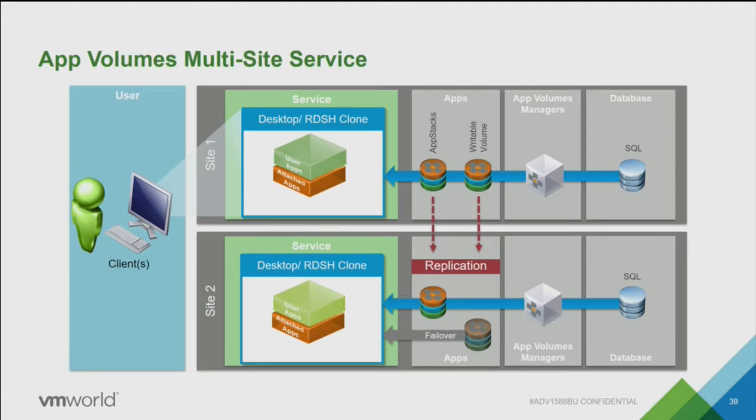So we can have a user who's active in site 1. That's their active site. They're passive in site 2. I could have them active apart from the writable volume. Right? Because again, app stacks, I could entitle to you on both sites and we're confident they're writing. Right? The writable volume is the sticky bit.